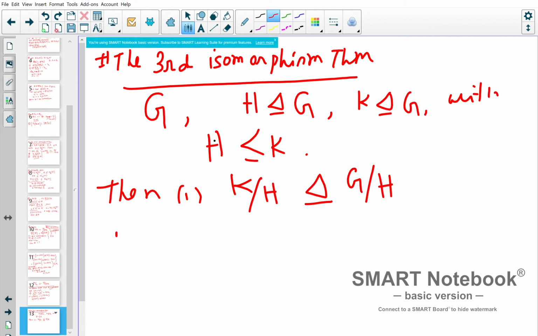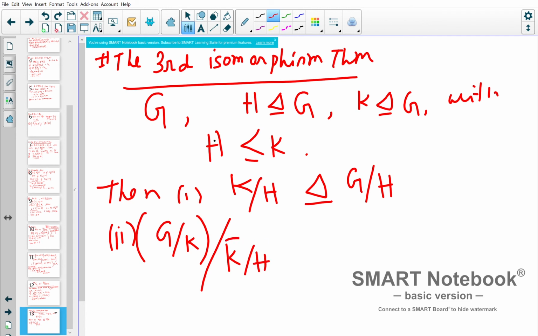And finally, the most important thing is that if we quotient out G mod H by K mod H, because this is normal, we can take the quotient group, and this group is isomorphic to G mod K. Sorry, G mod H, not G mod K. This is G mod K.